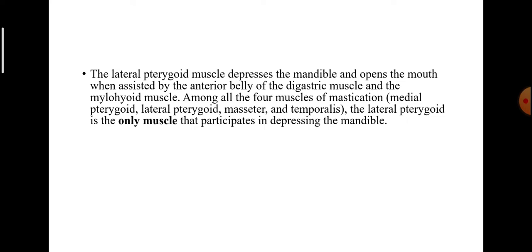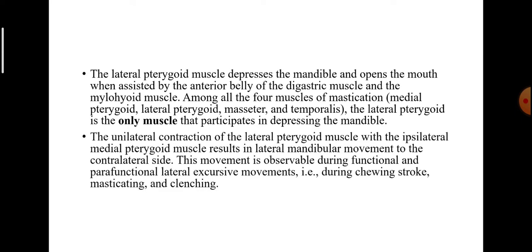The lateral pterygoid muscle depresses the mandible and opens the mouth when assisted by the anterior belly of digastric muscle and the mylohyoid muscles. Among all the four muscles of mastication, namely medial pterygoid, lateral pterygoid, masseter, and temporalis, the lateral pterygoid is the only muscle that participates in depressing the mandible.